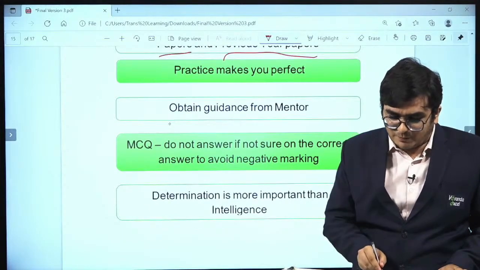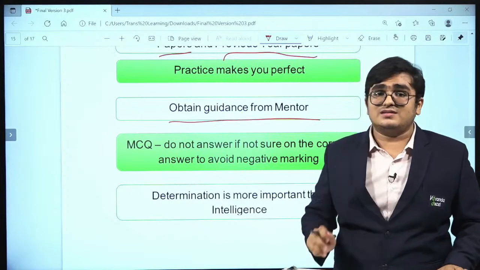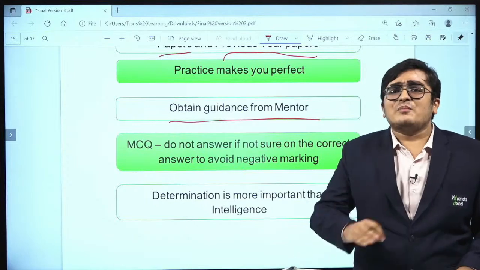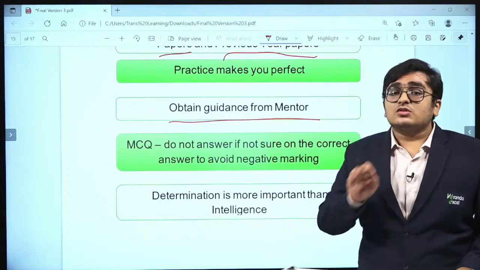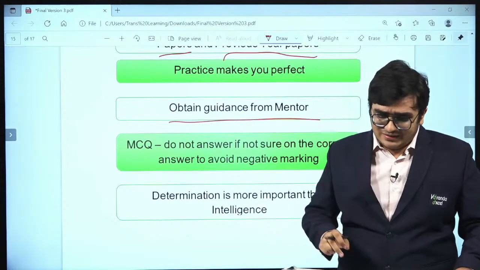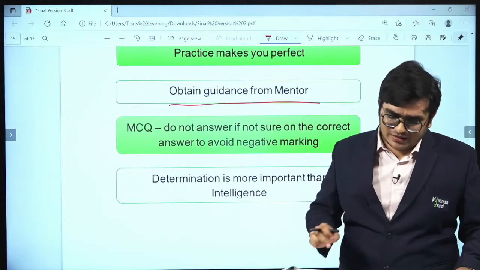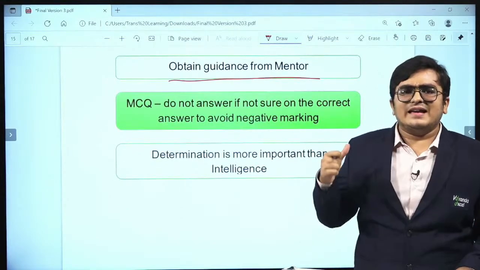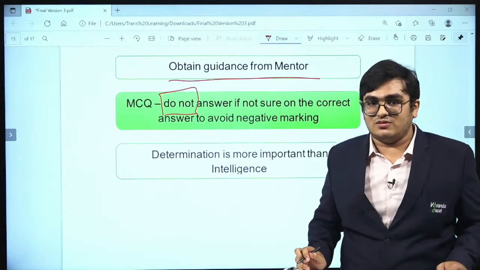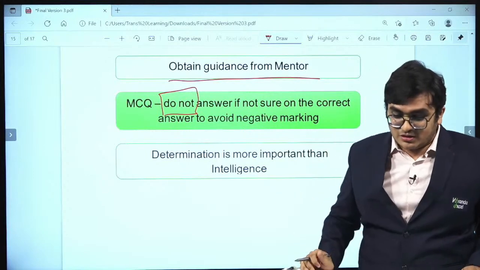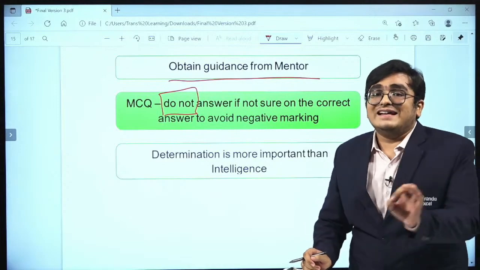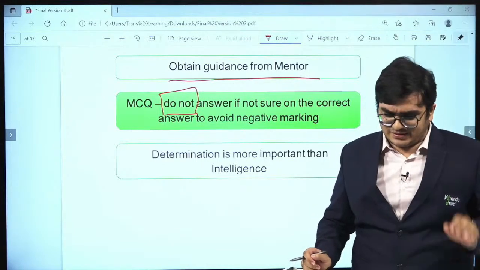Next, obtain guidance from a mentor. That is very necessary. A mentor has seen a lot of students commit mistakes. In fact, a mentor also would have committed some mistakes. So they will give you the most appropriate guidance that you need. And then MCQs, like I told previously, I can't stress on it more. Do not answer it if you are not sure. To avoid negative marking, you should not answer it.